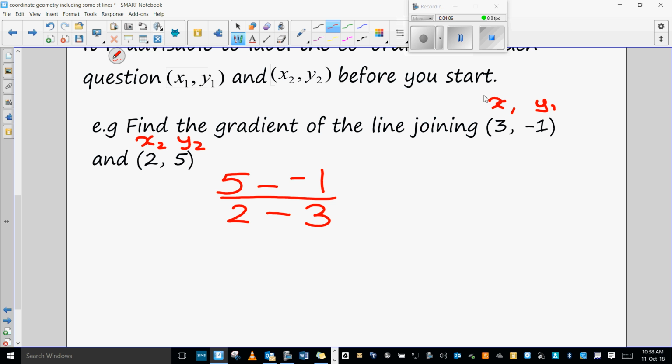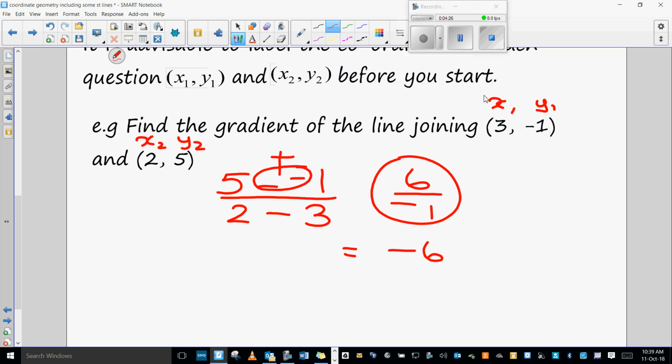Be careful with your negative signs. Here we've got 5 subtract negative, so when we are taking away a negative, it becomes plus, so that's going to be 6, and 2 subtract 3 is -1. 6 divided by -1 is -6. So this is a negative gradient, quite steep. End of question. Okay, so it's pretty straightforward. You just need to make sure that you're remembering to subtract the y coordinates on the top and the x on the bottom.